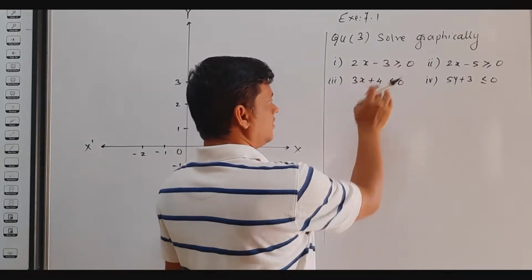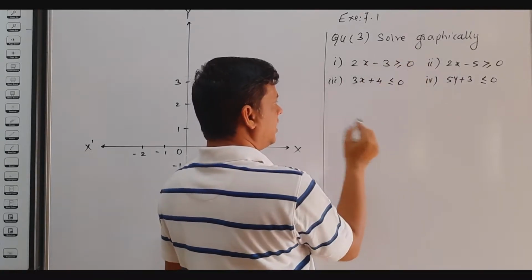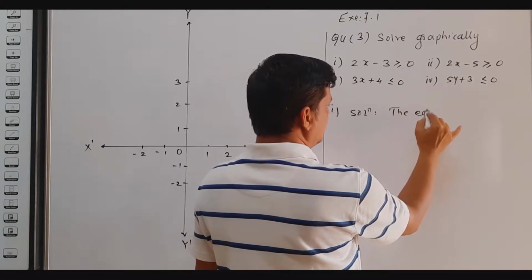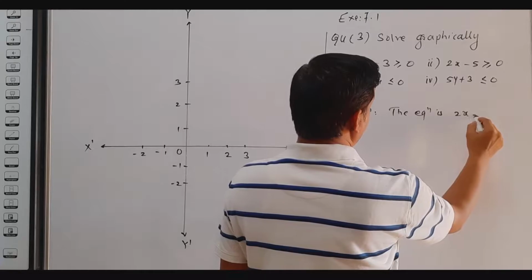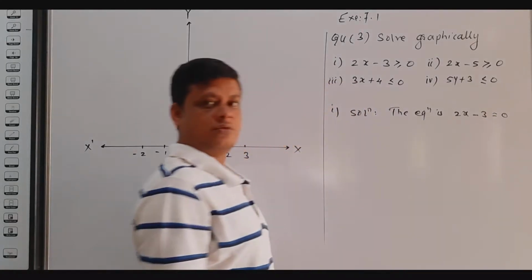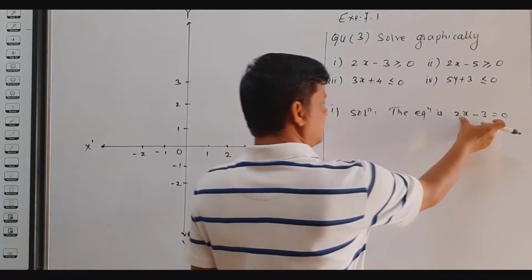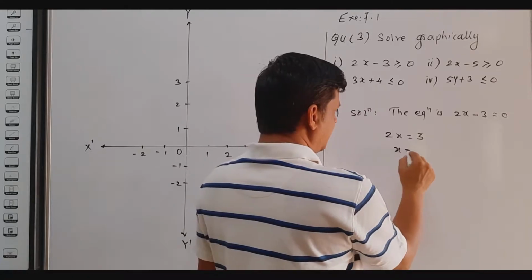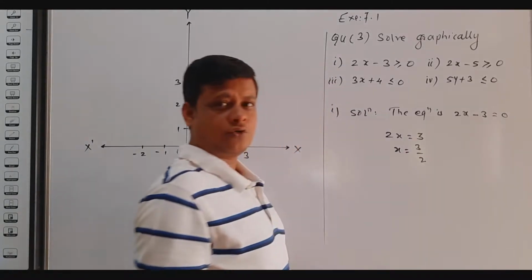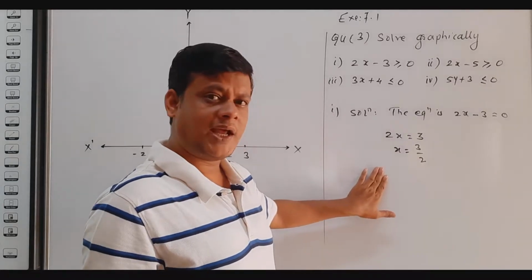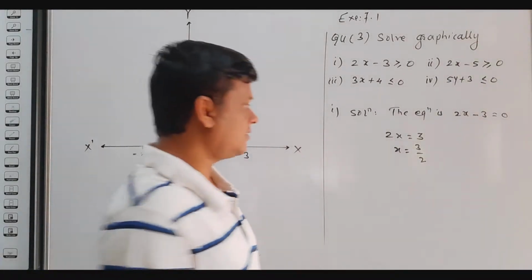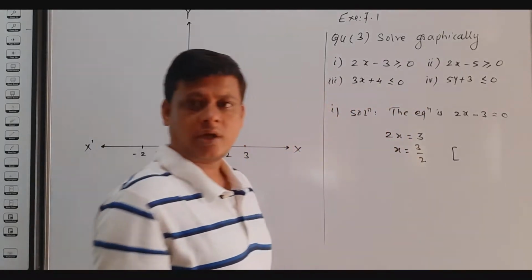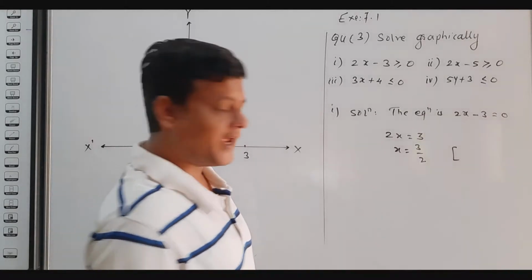We first write the equation from this inequation. So in the solution, the equation is 2x minus 3 is equal to 0. Now when we simplify this, we write 2x is equal to 3, then x is equal to 3 by 2. This is the equation of a line parallel to the y-axis, because we know that if x is equal to a, then that line is parallel to the y-axis.